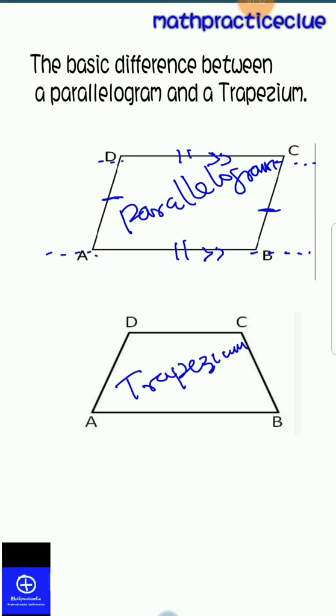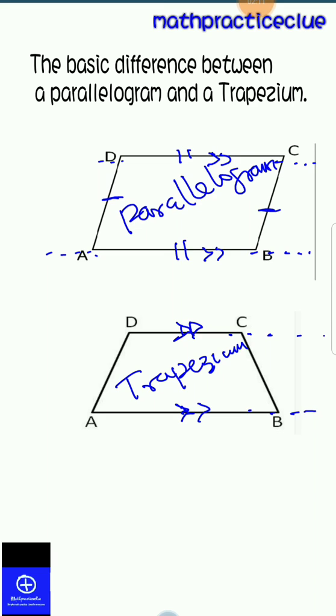Now for the trapezium, first of all, you won't find a congruent line as you have found in the parallelogram. So DC is not congruent, but it's parallel, meaning that the DC can be stretched, and then the AB can also be stretched in a straight line, and they never meet. So DC is parallel to AB. So that's about the basic difference.